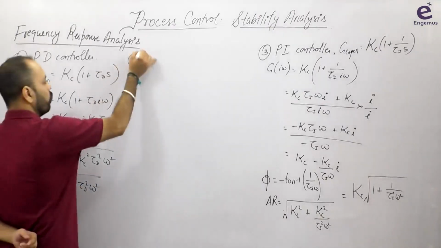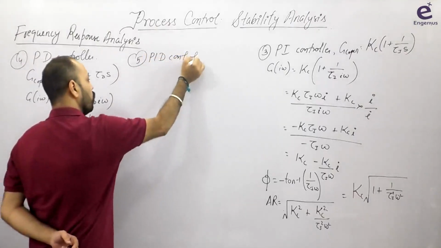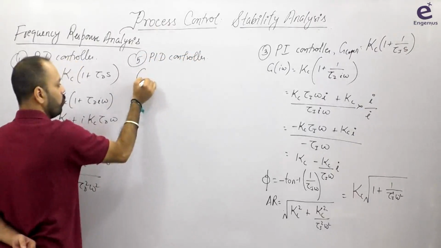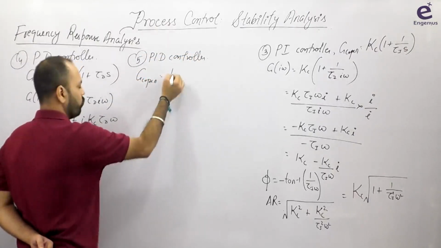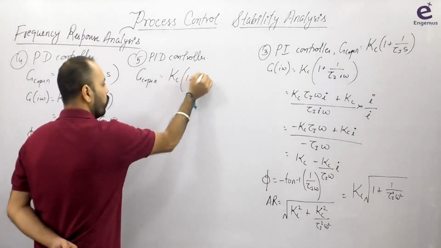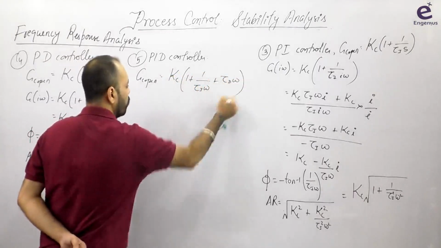Fifth, PID controller. Do it by yourself first. Do you remember the transfer function? PID controller. What is GC open? GC open is equal to, what was the transfer function? Yeah, Kc into 1 plus 1 by tau I omega plus tau d omega.